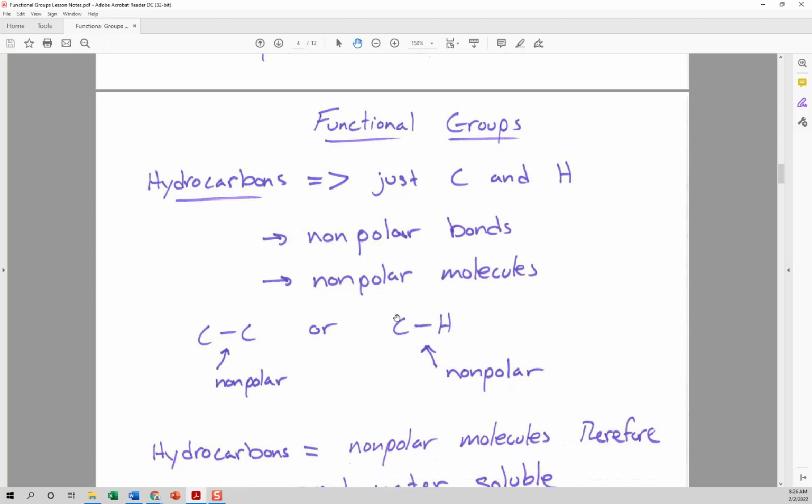And remember, the electronegativity difference in a CH bond is negligible, and so we want to know that that bond is nonpolar. So you can't be a polar molecule if you don't have any polar bonds. So hydrocarbons, since they only have carbon and hydrogen, by definition, are nonpolar.